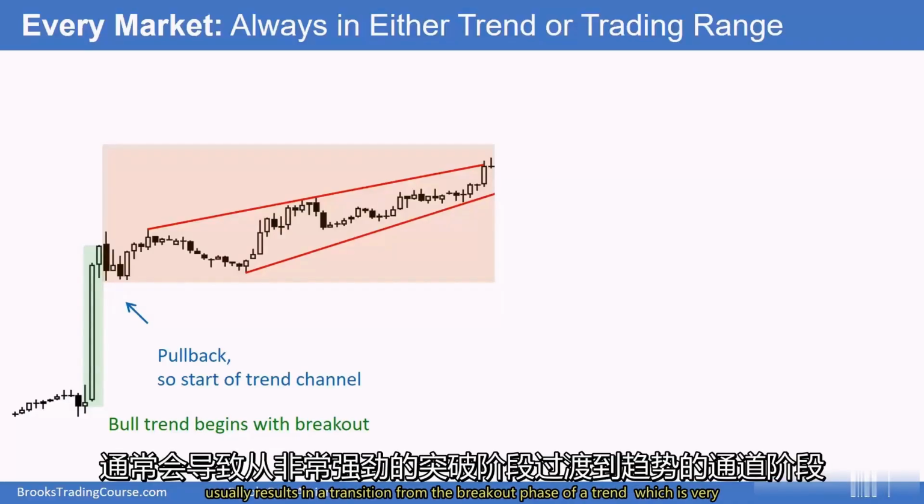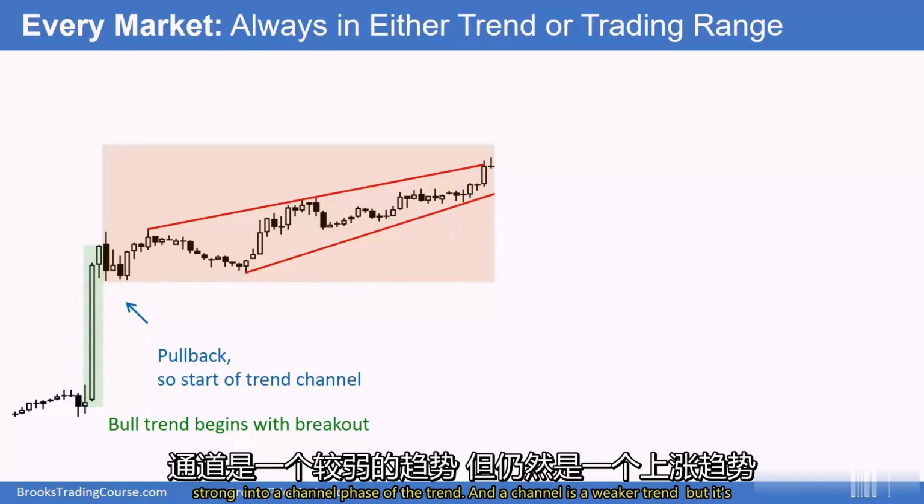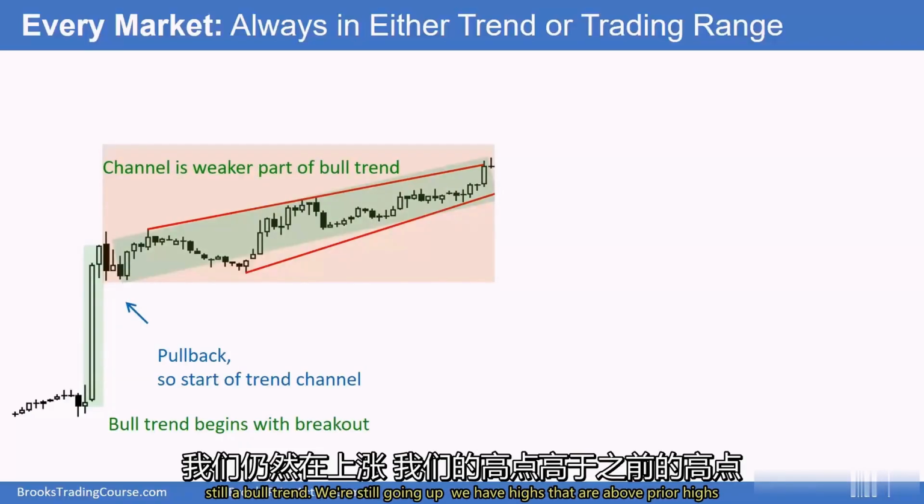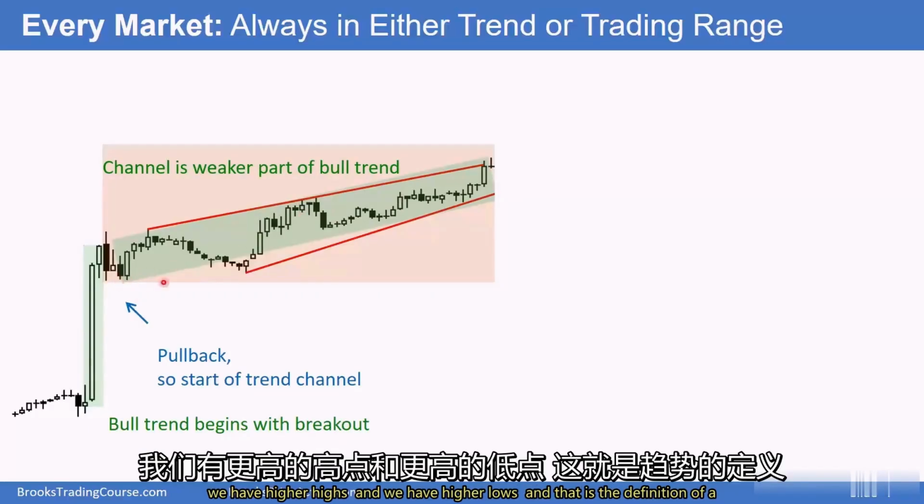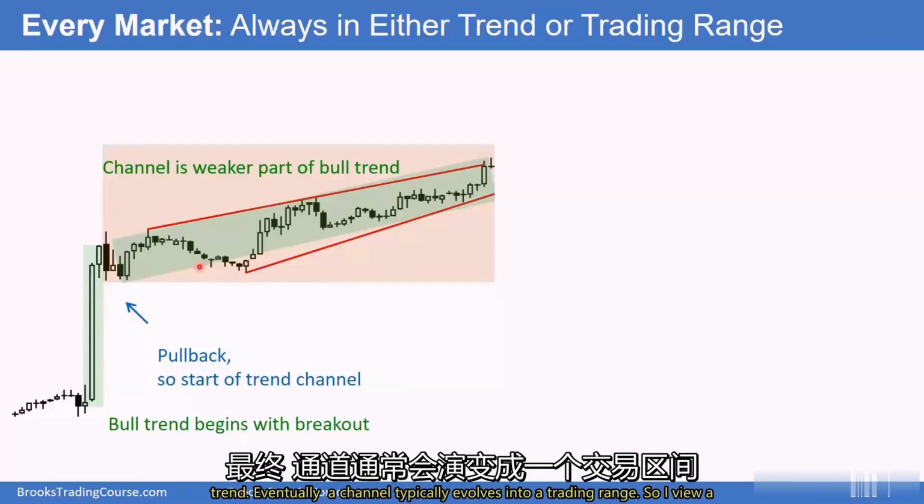And that usually results in a transition from the breakout phase of a trend, which is very strong, into a channel phase of the trend. And a channel is a weaker trend, but it's still a bull trend. We're still going up. We have highs that are above prior highs. So we have higher highs and we have higher lows. And that is the definition of a trend.